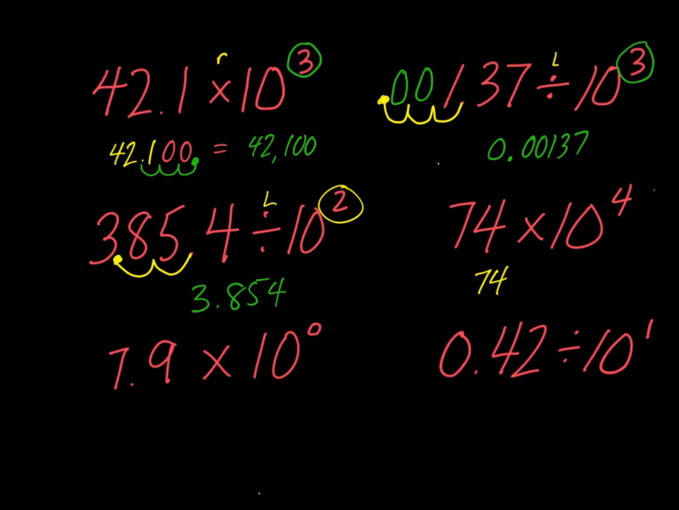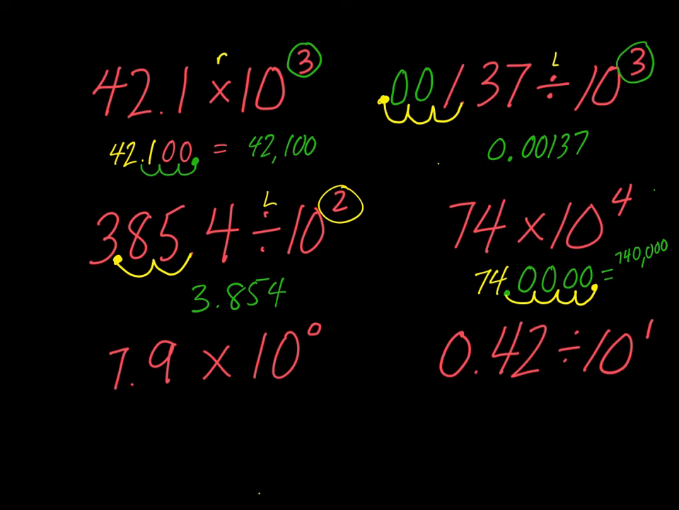Now, we don't have a decimal point, but remember, we kind of do. We just don't write it because it's not necessary, but it's really 74.0. So once we do that, we can go ahead, we can show our hops, 1, 2, 3, 4, fill in those empty spots with my zeros, and our answer is 740,000. We have 2 left here.